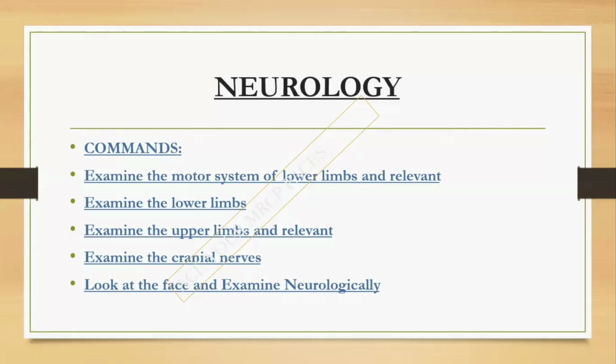There is also another very important command: look at the face, examine neurologically. Here, there can be multiple things which you should see. Either this patient can have facial palsy, or this patient is a case of Parkinsonism, but there will always be some finding on the face. Only then this command will come. Or this case might be a case of myotonic dystrophy or even myasthenia gravis. There will be ptosis. There can be unilateral ptosis. There can be bilateral ptosis. So you will move according to the findings.